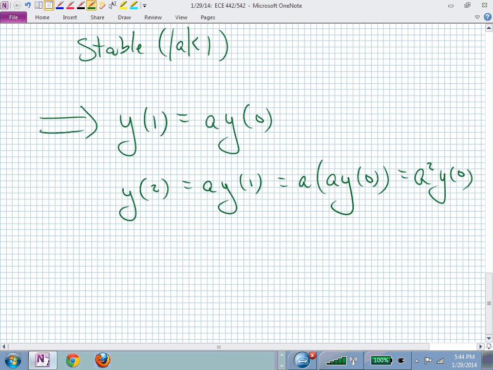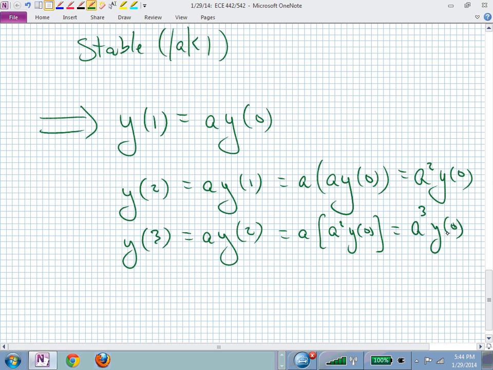And so we get y at time 2, sample period 2, is related to the initial condition by a times itself, or a squared. One more, and then I think we have it, right? So y of 3 is a times y of 2, but y of 2, if I skip a step, if I get lazy, that was a squared y of 0.